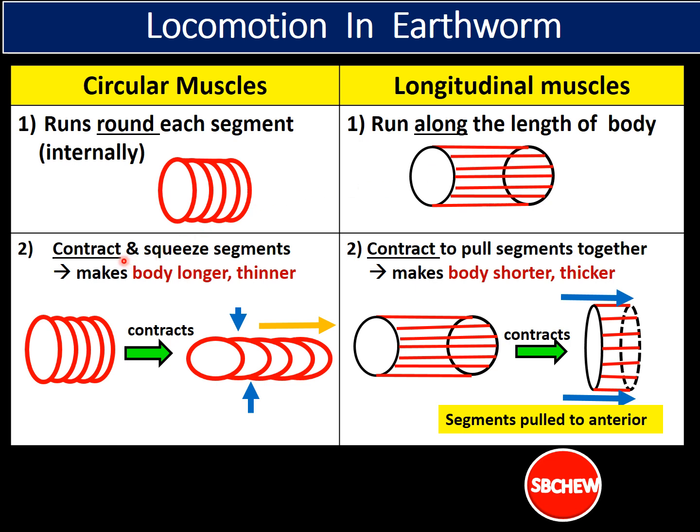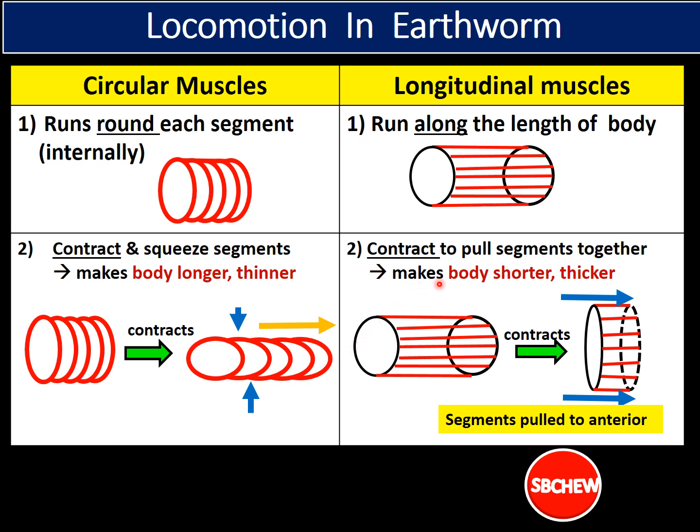Secondly, when circular muscles contract, they will squeeze the segments. Imagine that the circular muscle is contracting and becoming smaller and smaller. So it will squeeze the fluid in the center of the body, and the fluid will move forward. Let's say the head is here, so the fluid will move this way, and the body will extend forward. At the same time, it will become longer and thinner. These arrows show the pressure on the fluid as the muscle is contracting.